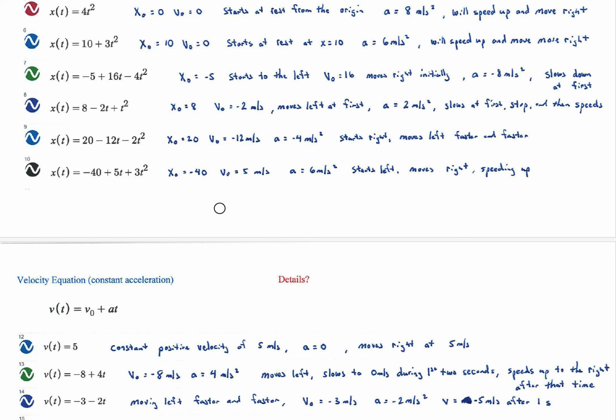And again, if we look at this last one, we start at -40, but we're moving to the right initially at 5, and we have an acceleration of 6. So we start way to the left, but this entire time we're moving to the right and we're speeding up, right? We're increasing an already positive velocity, speeding up. This is number 9, is decreasing an already negative velocity, which is also speeding up.